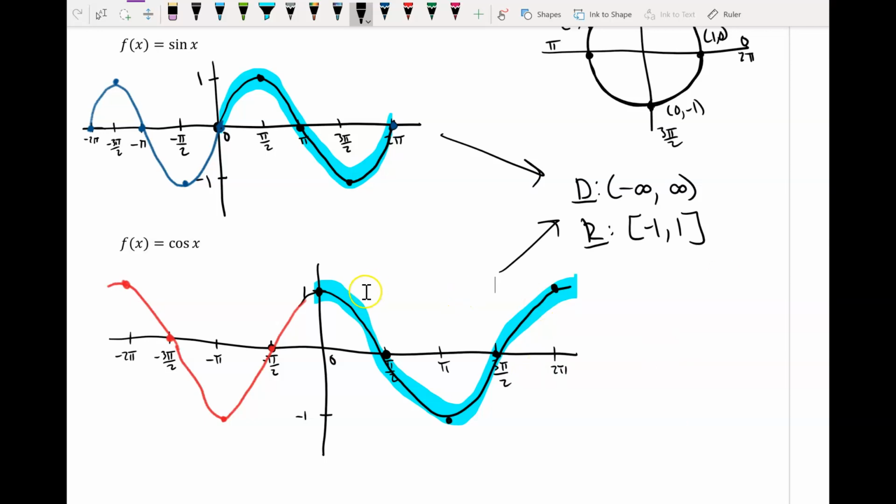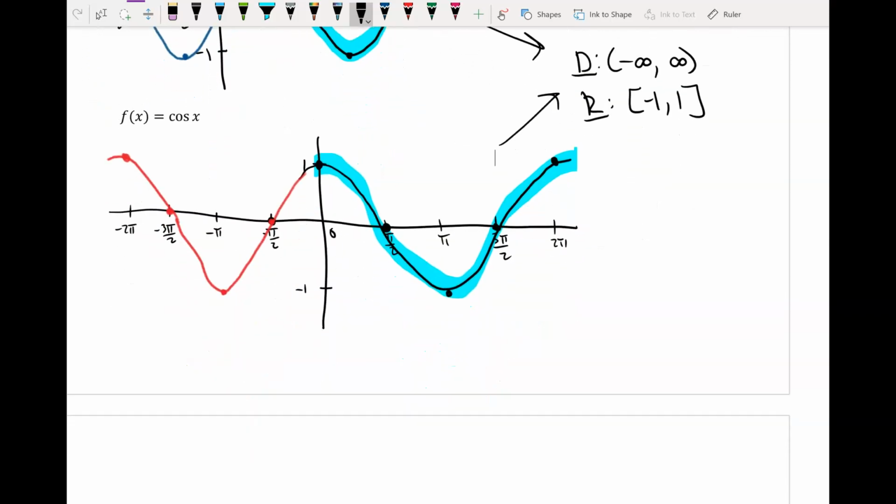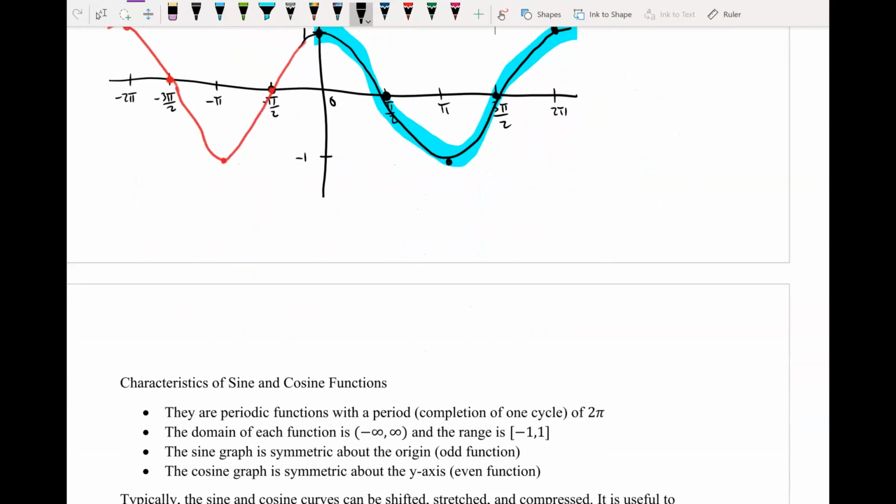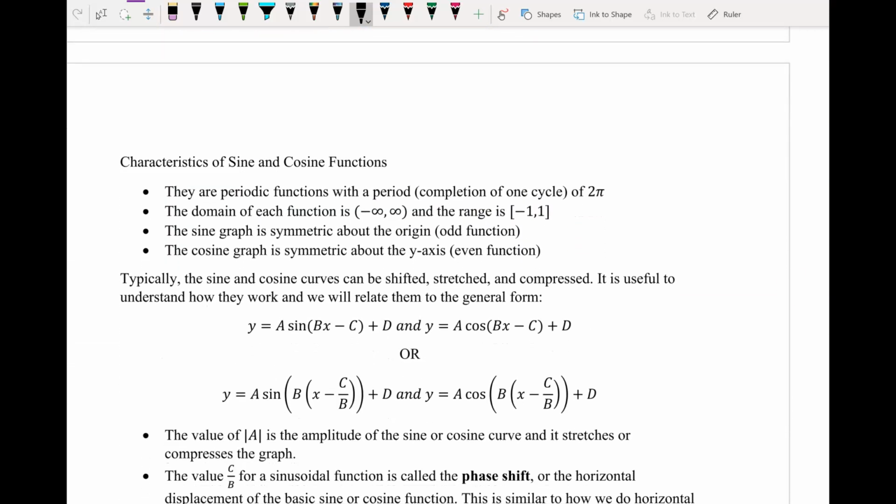Now we do have a special name for how high this wave is, because these are called waves. Sine waves and cosine waves. So let me go a little down to show you the key features. Some of the characteristics are that they're both periodic functions. They both have a period, or completion of one cycle, of 2 pi. So every 2 pi it starts repeating. The domain of each function is negative infinity to positive infinity, and the range is negative 1 to 1.